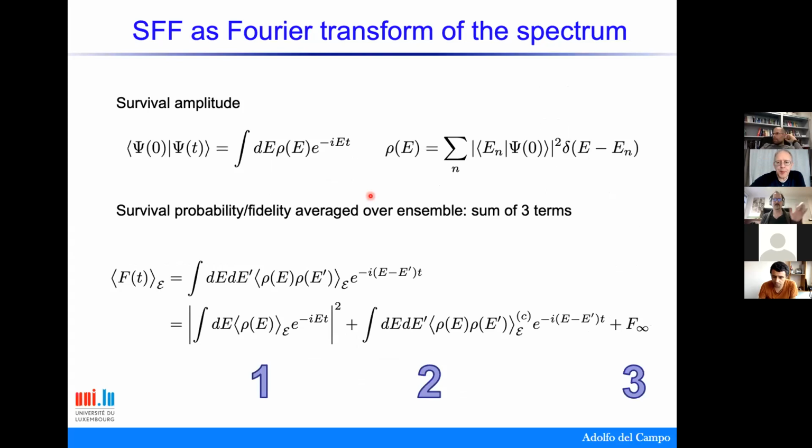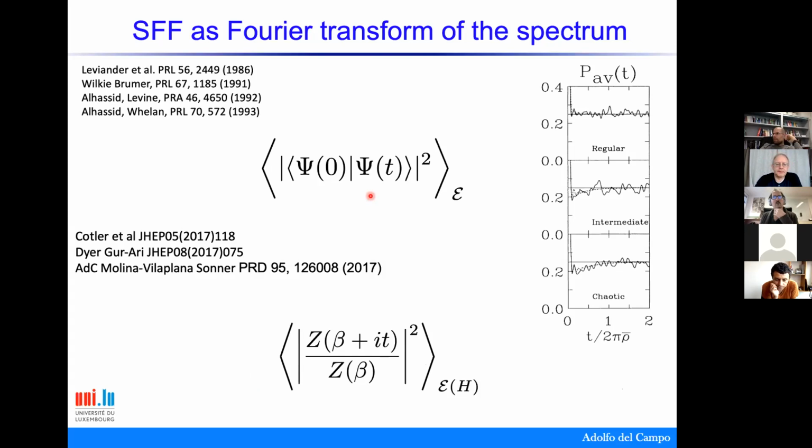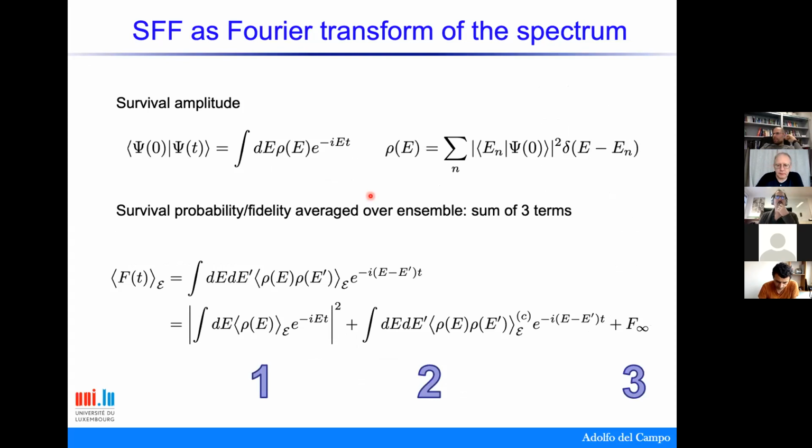So let me motivate a bit the physics of these quantities. Why are these interesting to reflect properties of the spectrum of a given system? One thing you can do is to look at the survival amplitude and realize that this is just the Fourier transform of the density of states, which is just given by a bunch of deltas peaked at the eigenvalues with the corresponding coefficients.